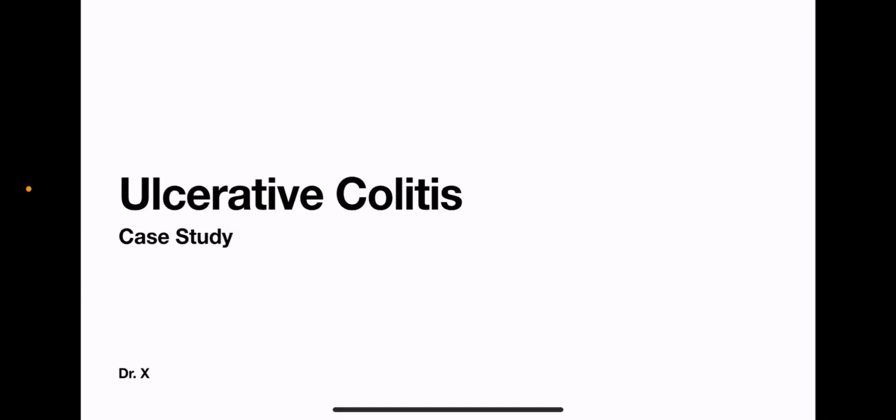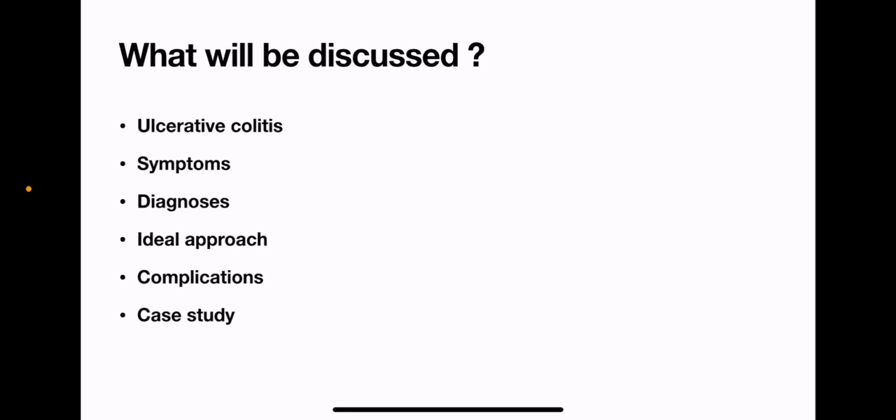Ulcerative colitis. So basically, ulcerative colitis is one of the two types of inflammatory bowel disease, which are Crohn's disease and ulcerative colitis. Both are autoimmune diseases, in which the immune system attacks specific body parts. In which case, ulcerative colitis is mainly the colon.